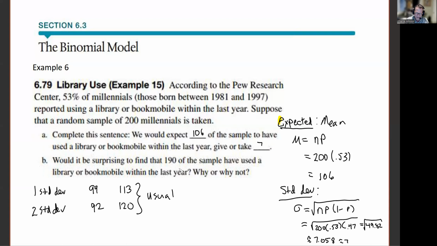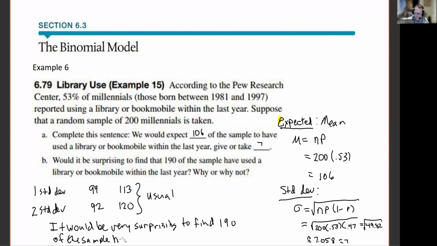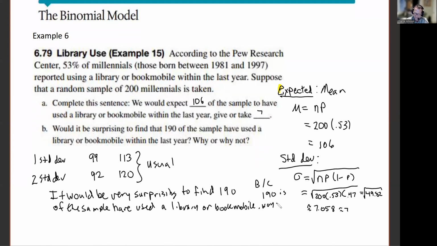So it would be very surprising to find 190 of the sample have used a library or book mobile within the last year, because 190 is way more than 2 standard deviations away from the mean.